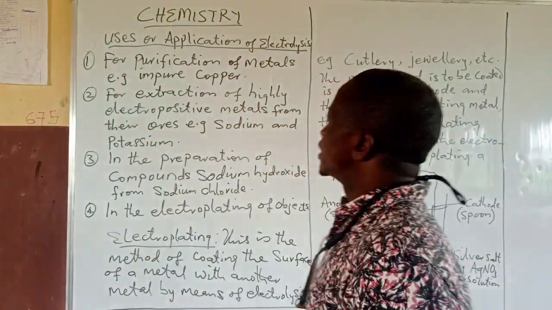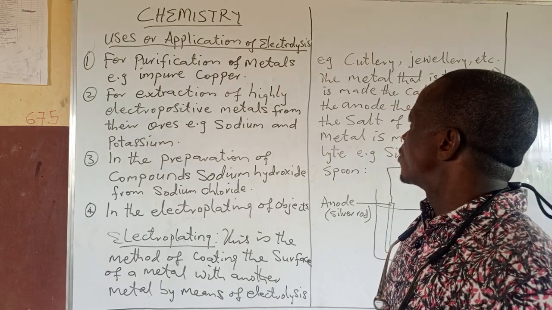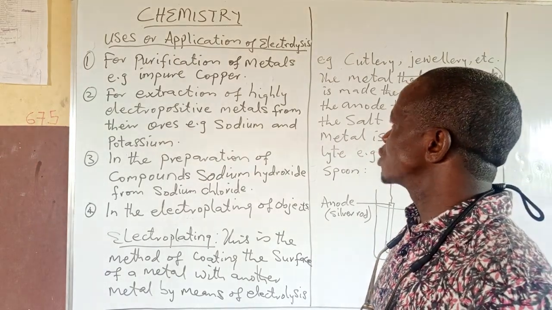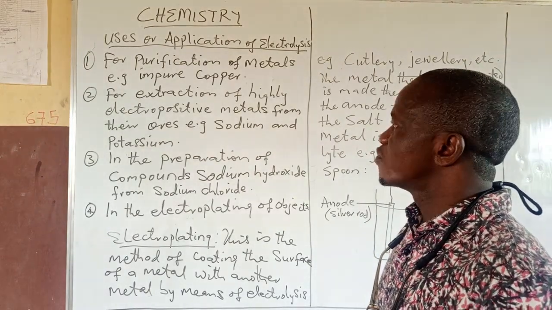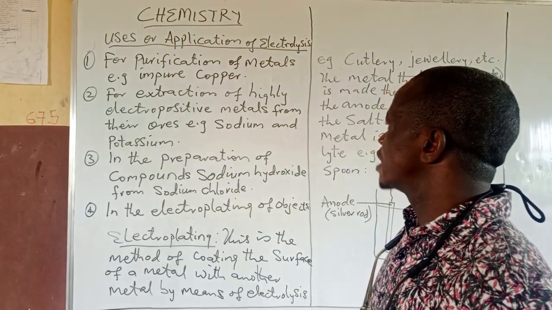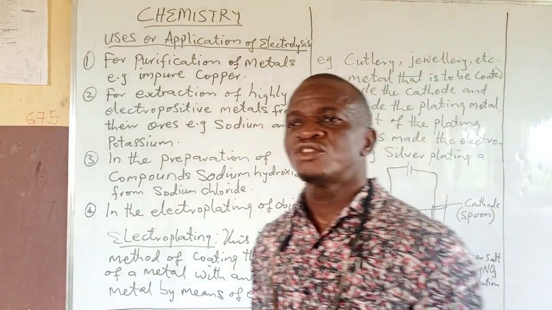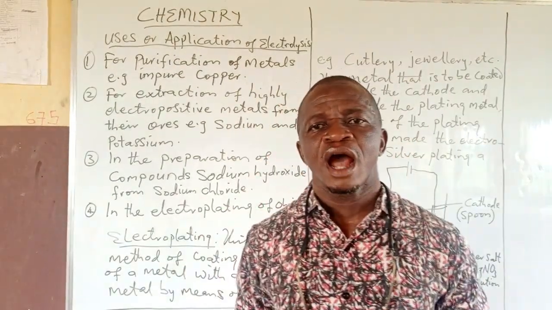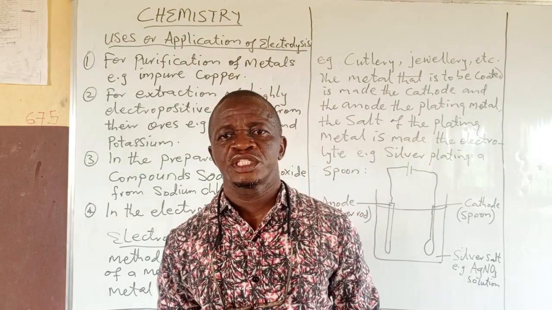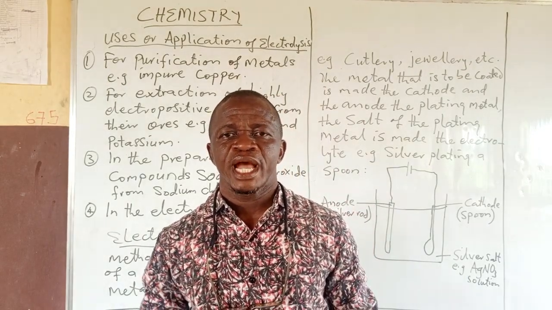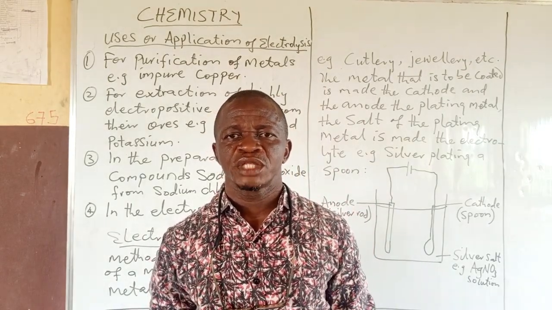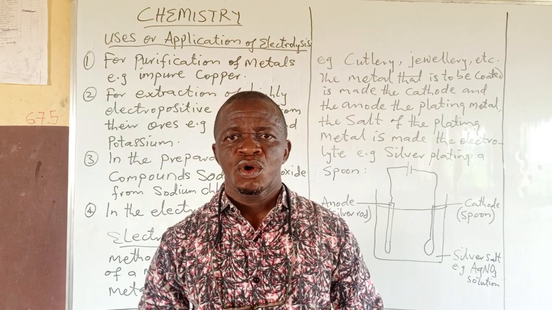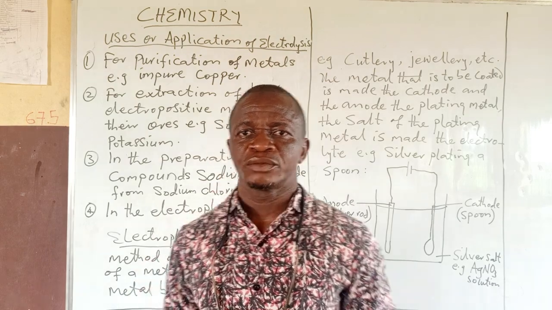Number two, the extraction of highly electropositive metals from their ores. Example, sodium and what? Potassium. These are highly electropositive metals. When they are in their compounds, you can use electrolysis to remove them from their compound.